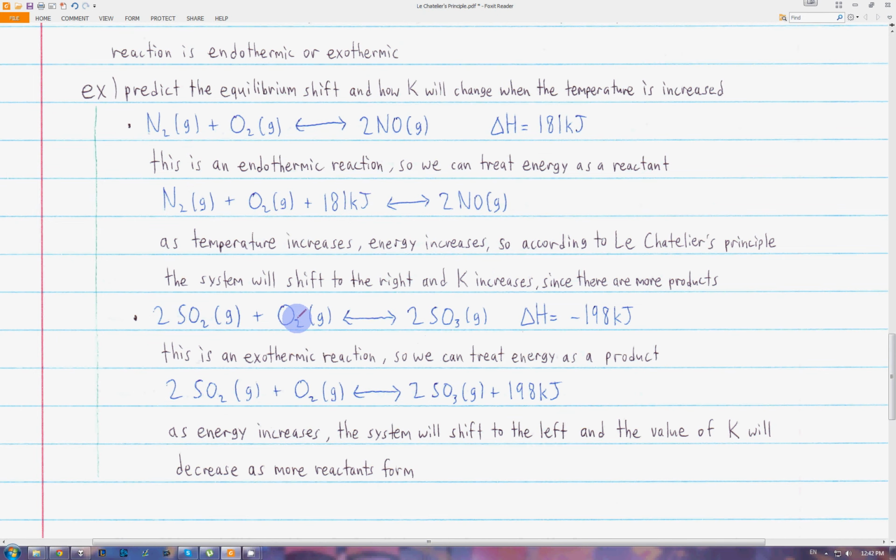If we have this reaction with a negative delta H, this reaction is exothermic, which means it releases energy. So we treat energy as a product. So here, if the temperature increases, then the energy will increase, and according to Le Chatelier's principle, the equilibrium will shift to the left. And since it shifts to the left, that means the concentrations of the products are decreasing and the concentrations of the reactants are increasing. So the value of the equilibrium constant, K, will decrease as the temperature increases.